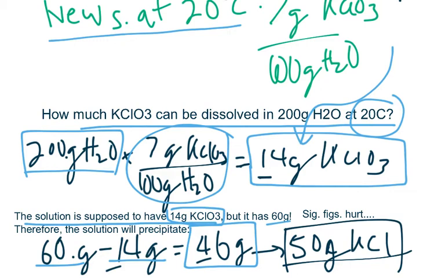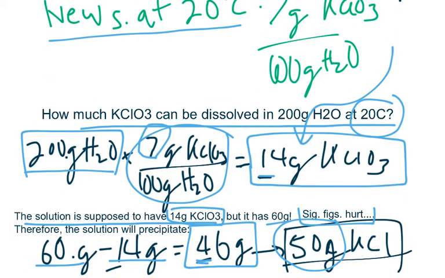Now notice how sig figs can hurt sometimes. So here we had 7 grams, and our answer will have 1 sig fig, and when we're subtracting, we have to keep track of sig figs, and notice that the answer has to be in the tens place. So I had to round 46 to 50 grams, and thus about 50 grams of KClO3 will precipitate. So sig figs do hurt.